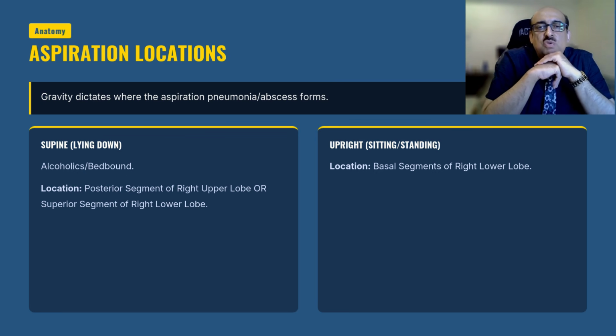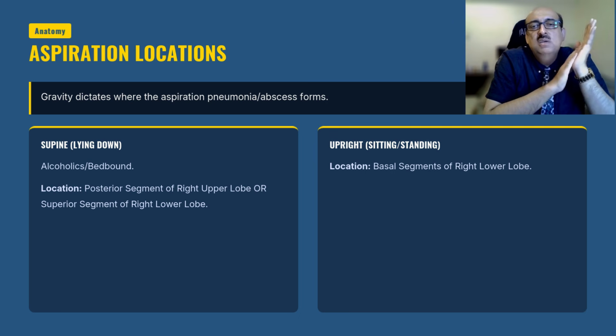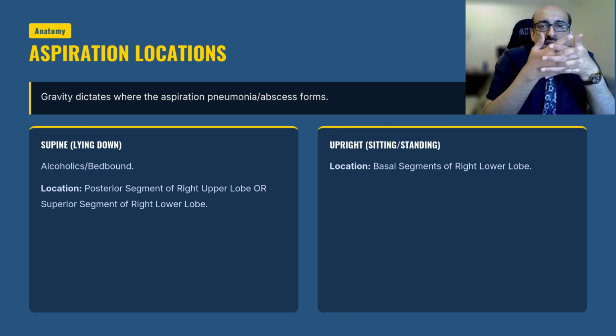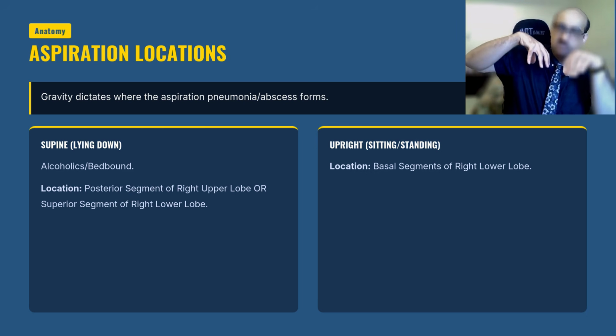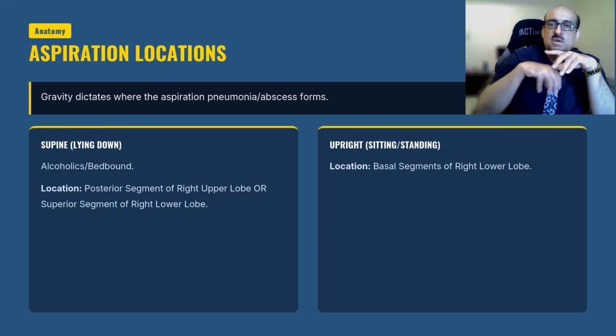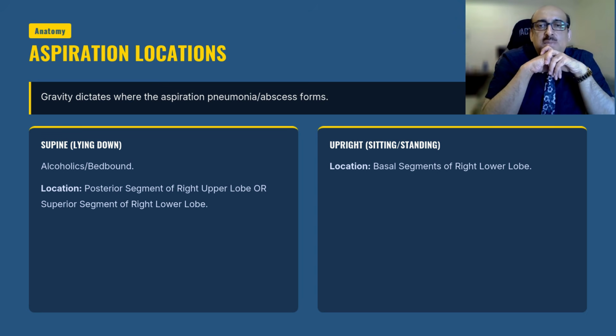While in patients who are more upright, like sitting or standing, and usually if there is vomiting and they've aspirated, then you're talking about the gravitation of the secretions right down to the lower part of the right lung, and hence the basal segments of the right lower lobe will be involved.